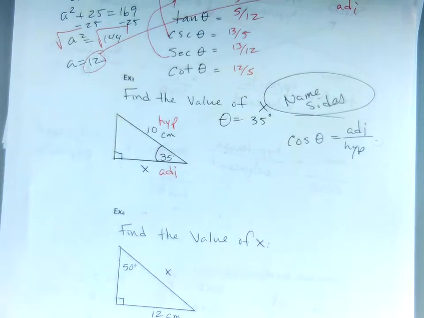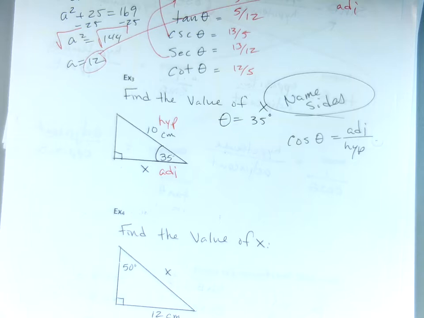But I know theta. So instead of writing theta, what am I going to write? What's theta? I'm going to put 35 here, because that's my angle, right? And what's my adjacent? It is x. And what's my hypotenuse? It's 10. So we're going to put 35 here, x here and 10 here.